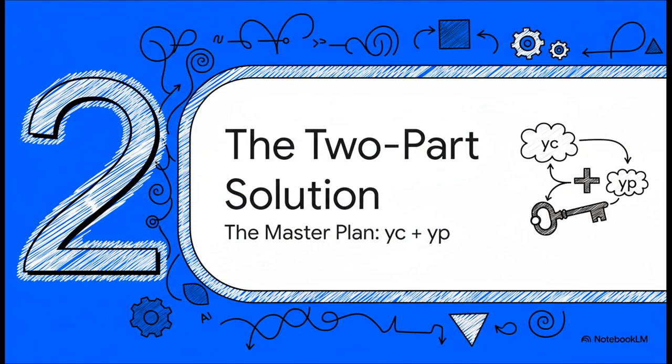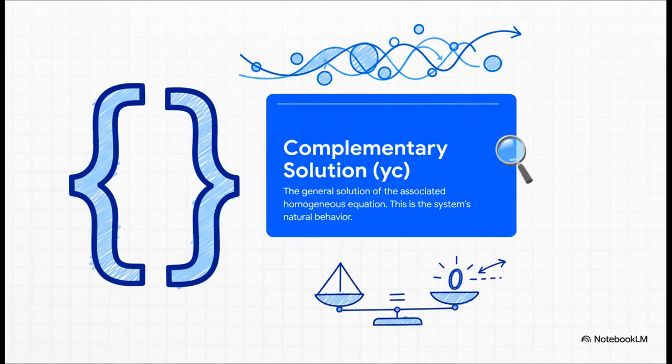Okay, so how in the world do we solve these things? Well, it turns out there's a master key. There's this fantastic theorem that tells us that every single solution is built from two totally separate parts that we find on their own, and then we just add them together at the end. So this first part should look pretty familiar. It's the complementary solution, which we call YC.